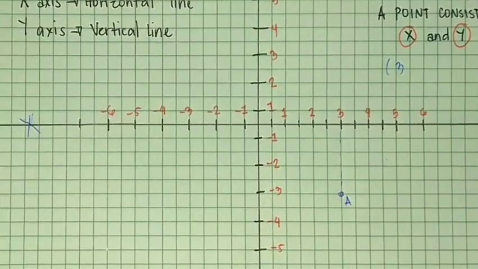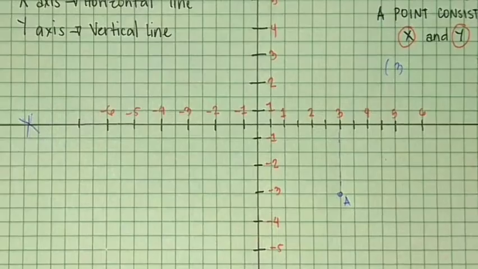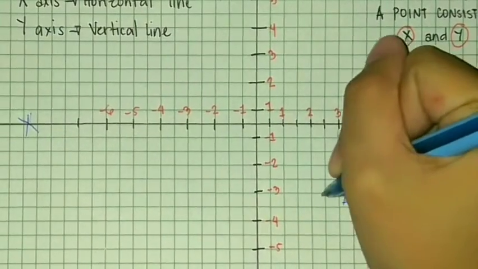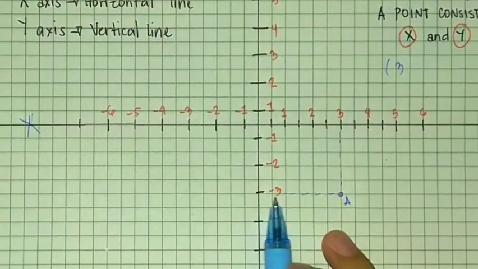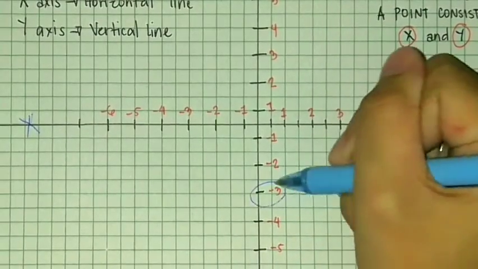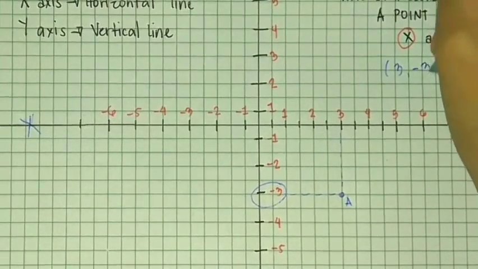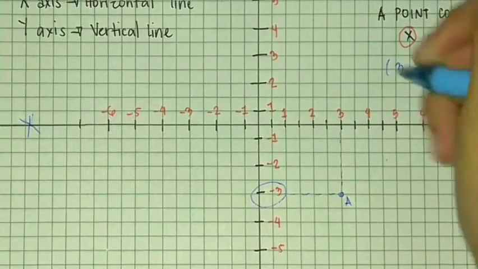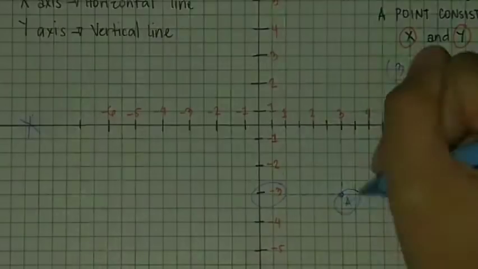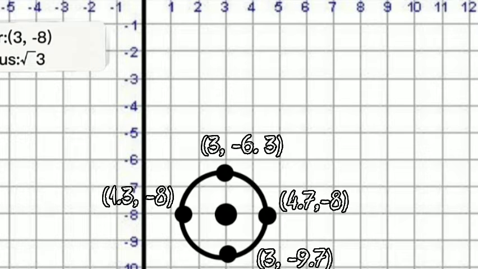And then, to identify our y coordinate, we can draw a line that goes directly to our y-axis, and then we're going to end up at negative 3. So negative 3 is our y coordinate. So this is now our coordinate for point A. Now that you already know how to identify the coordinates, these are the coordinates for problem number 1.